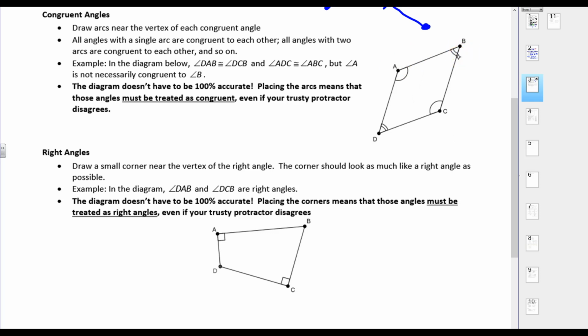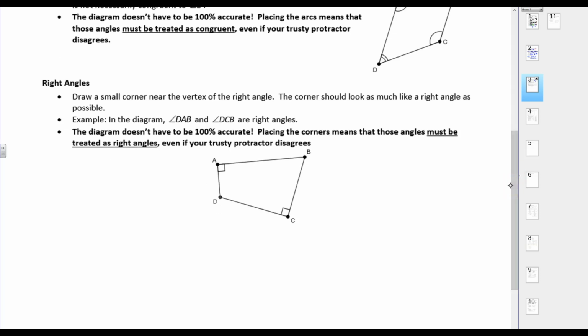Again, the diagram doesn't have to be accurate. If I place an arc, we must treat those as congruent no matter how funky my diagram looks. We mark right angles by drawing small corners near the vertex of a triangle. The corner should look as much like a right angle as is physically possible. For example, in this diagram, DAB and DCB are both right angles, meaning they both measure 90 degrees.